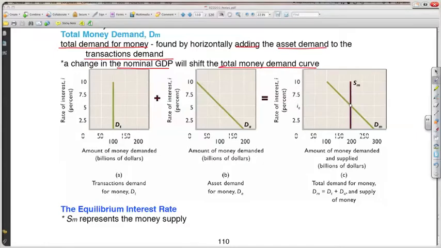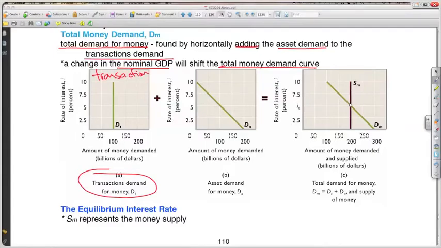So here we have our transactions demand. Notice it's just a straight up and down line. And that's because it's uncorrelated to the rate of interest here. Or it's unrelated, independent. That's because it's mainly based on this nominal GDP level. So if nominal GDP were to increase, we would have a rightward shift of our transactions demand for money.